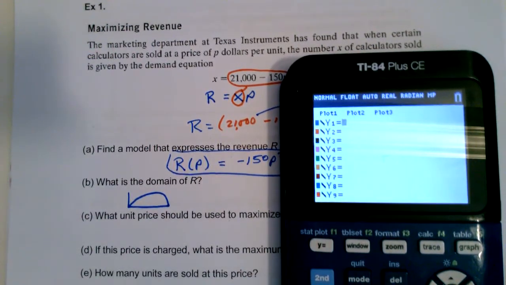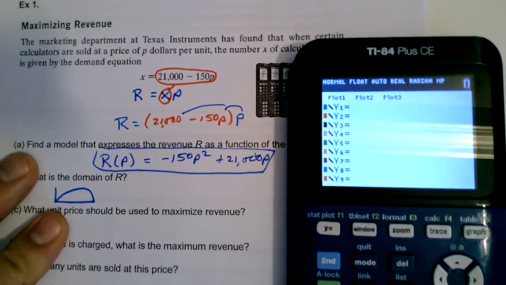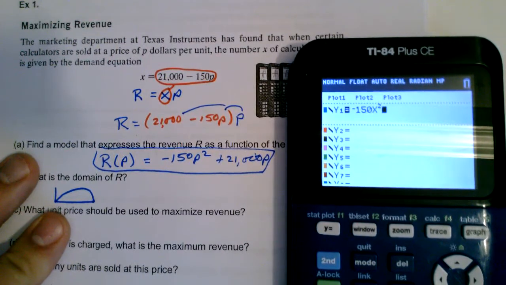All right, this is what I'm gonna do. I'm gonna type in the function in my calc. I'm gonna type in negative 150 x squared plus 21,000. Make sure you have 3 zeros there, and then x. Make sure you have the x.